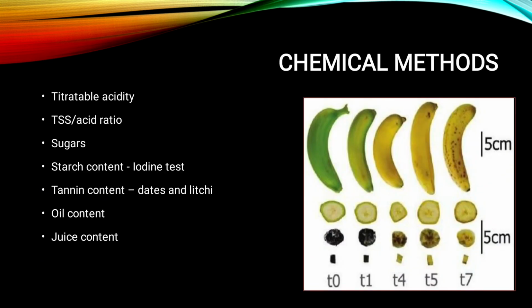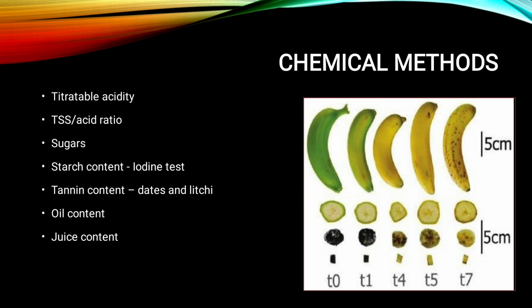Next method, that is the chemical methods to assess the maturity. So first there is titratable acidity, then TSS or sugar acid ratio, then the sugars, starch content, then tannin content, then the oil content and juice content of the fruit. So titratable acidity is nothing but, in case of fully developed fruit, there is a very good quantity of acid available. So we can find them also.